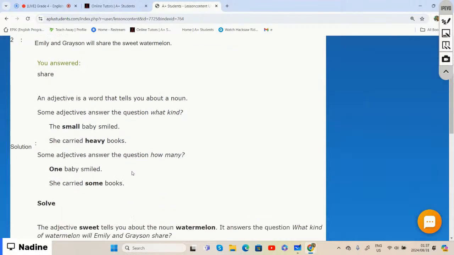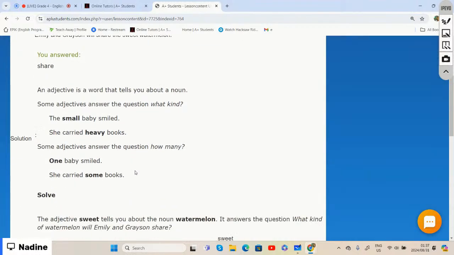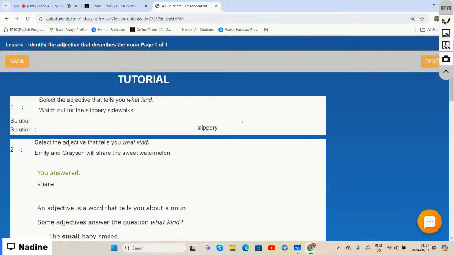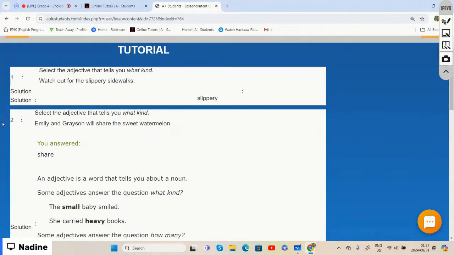All right. And remember, we said an adjective is a word that tells us more about the noun. We have adjectives that either tell us what kind or how many, right? So now we're going to identify adjectives that describe the noun, the word that describes the noun.